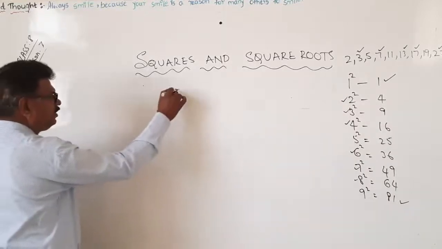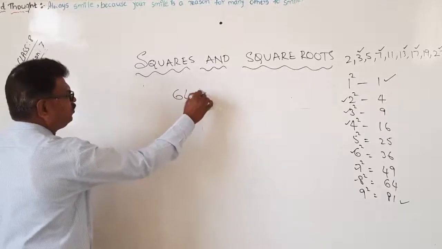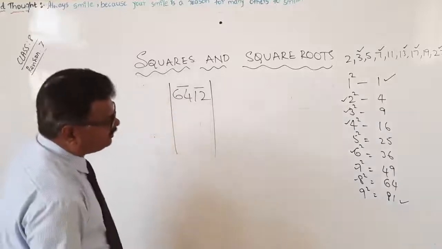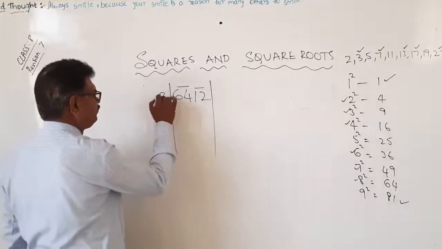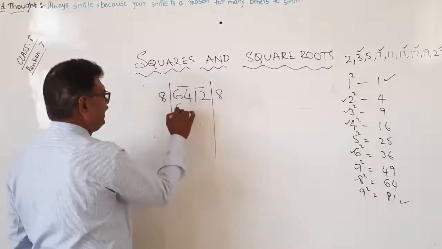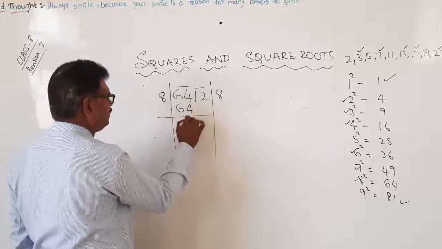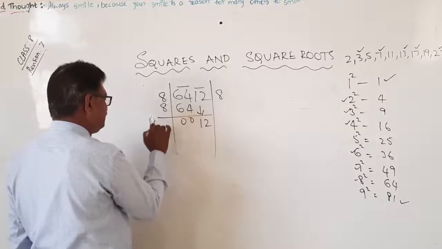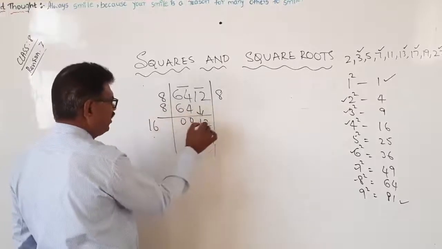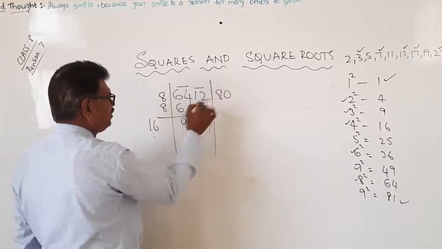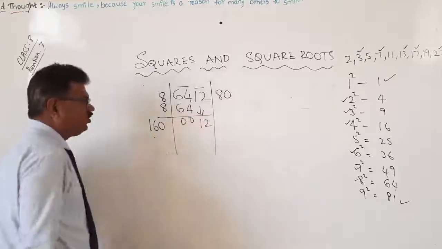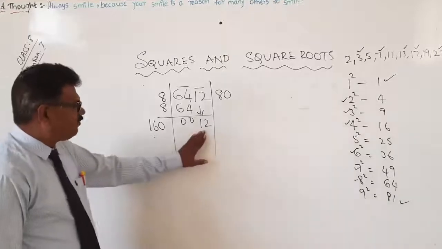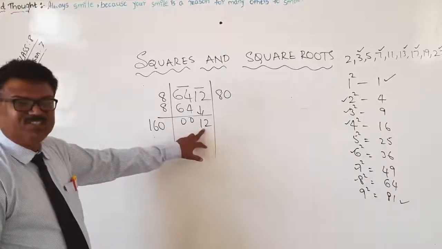6412. Yes. 64 means what? 8. 8 8s are 64. 0 0. Next number is 12. 8 plus 8 is 16. With 16, 12 will not go, therefore here 0 means here also 0. Okay na? What must be subtracted means 12 must be subtracted.